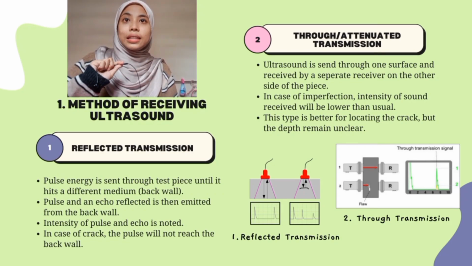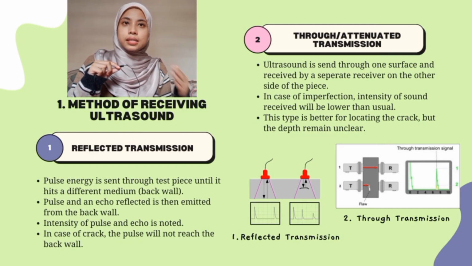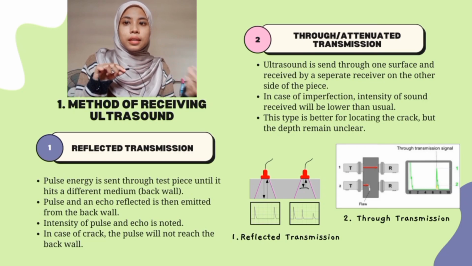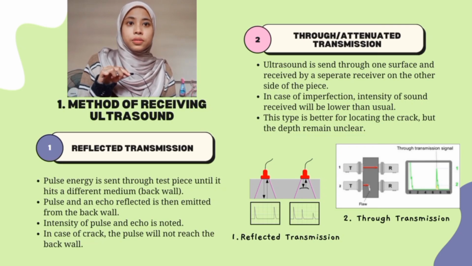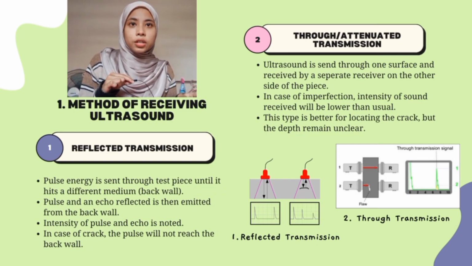transmission. In the reflected transmission method, a pulse of energy is sent through the test piece and it continues until it hits a different medium, and this is usually the back wall of the piece. After that, a reflected pulse or an echo is emitted back from the back wall. The intensity of the pulse and echo are noted, as this can tell us about the location of the crack or any imperfection. In case of a crack or imperfection, the pulse will not reach the back wall and it will be reflected from the location of the imperfection, resulting in an echo signal of lower intensity.